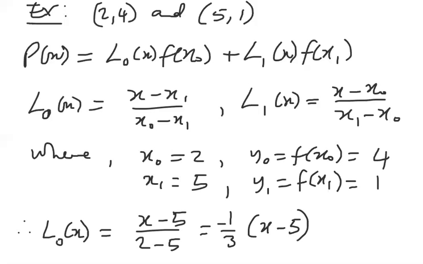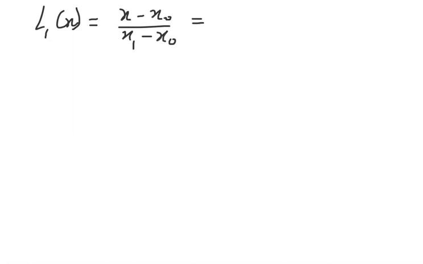Next board and look at L1X. Okay, people are quiet. Let me move on to the next board. So now we find L1X. L1X will be given by X minus X naught, and then I'll evaluate this at X1. It will be X naught minus X1 minus X naught.